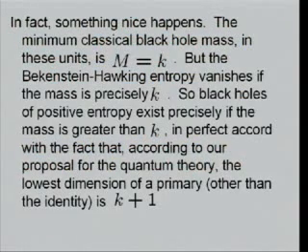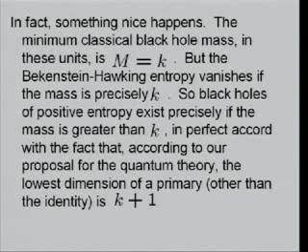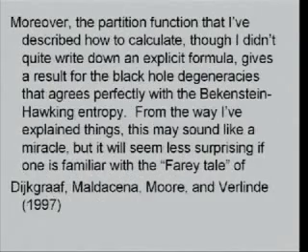In fact, something nice happens. The minimum classical black hole mass in these units is k. But the Bekenstein-Hawking entropy vanishes if the mass is precisely k, so classically black holes of positive entropy exist precisely if the mass is greater than k, which is in perfect accord with the fact that, according to our proposal, the lowest dimension of a primary other than the identity is k plus 1. We didn't put in the minimum mass of a black hole, but we kind of got it out with a little sleight of hand.